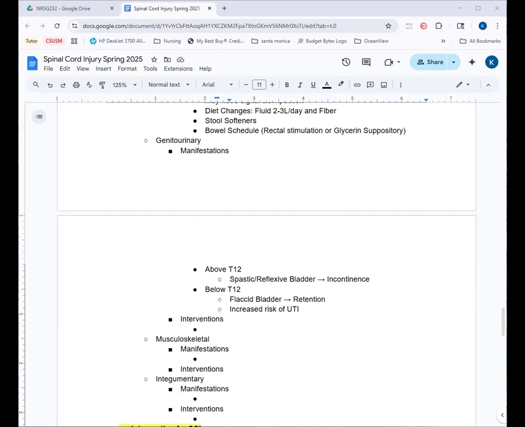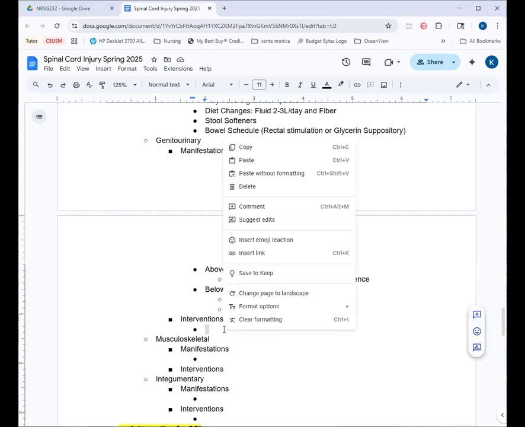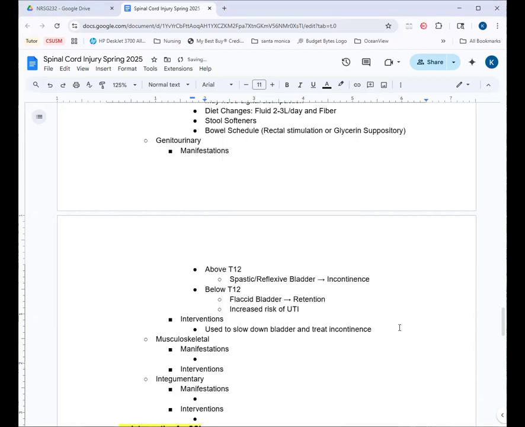Which one would you use to treat incontinence? What's the name of that med? Anybody? Med to slow down the bladder and treat incontinence. Anybody?